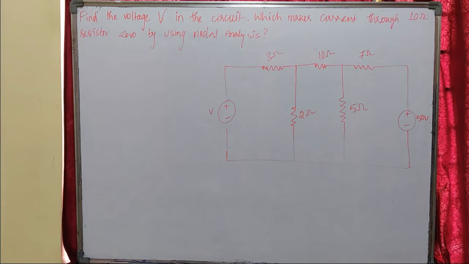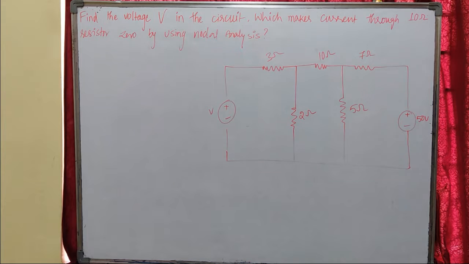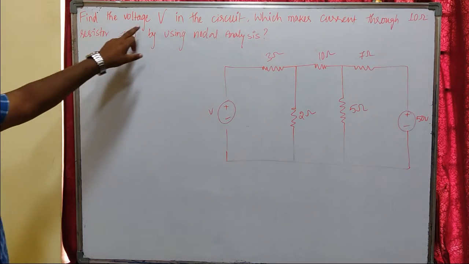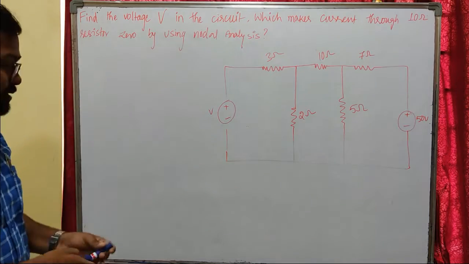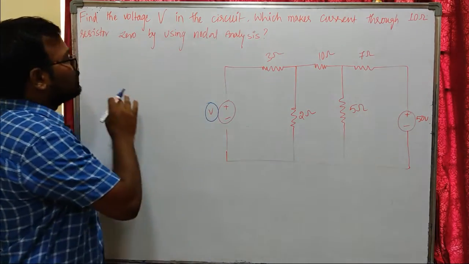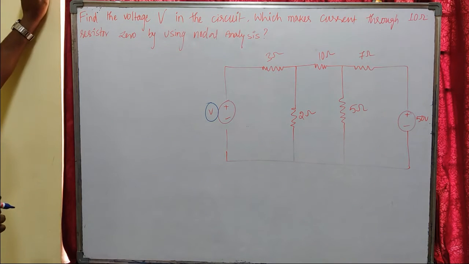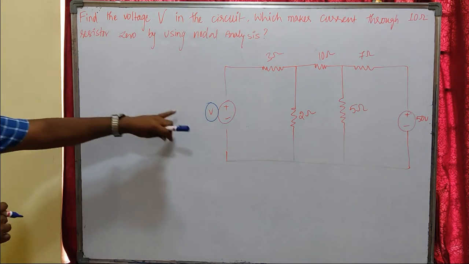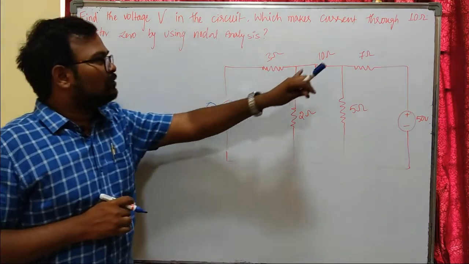Hello students, now let us try to solve some more examples based on nodal analysis. Here we have a problem which states: find the voltage V in the circuit which makes the current through the 10 ohm resistor 0. By using nodal analysis, we need to find a voltage V which makes the current through the 10 ohm resistor 0.